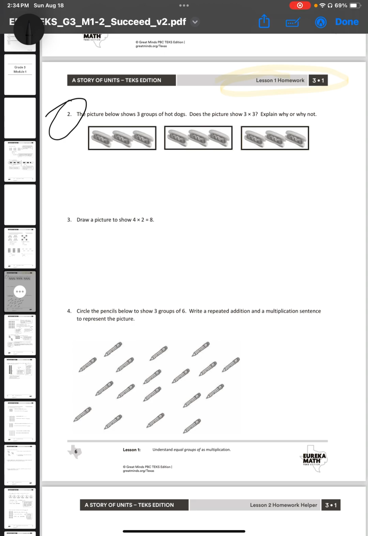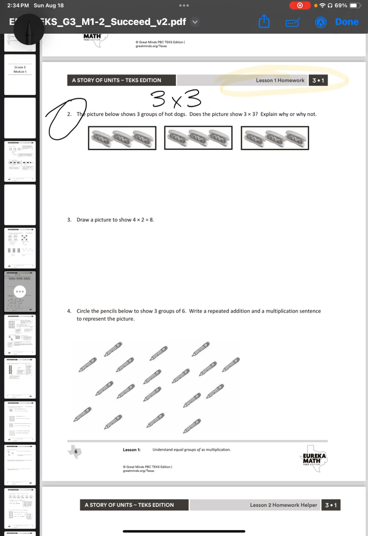Well, when we look at an expression, and 3 times 3 is an example of an expression, an expression is simply what we would call an equation without the equal sign. An equation has an equal sign at the end. It's set to a total. An expression is more or less the same thing, we just don't have the equal sign at the end of it. So here's our expression, 3 times 3.